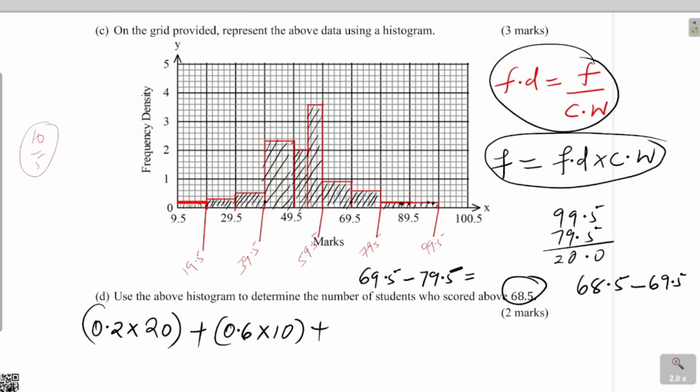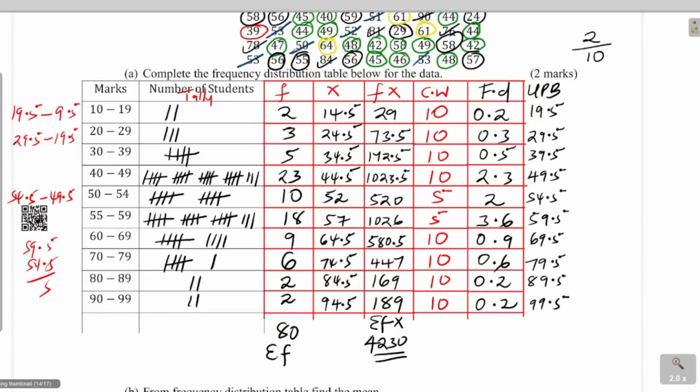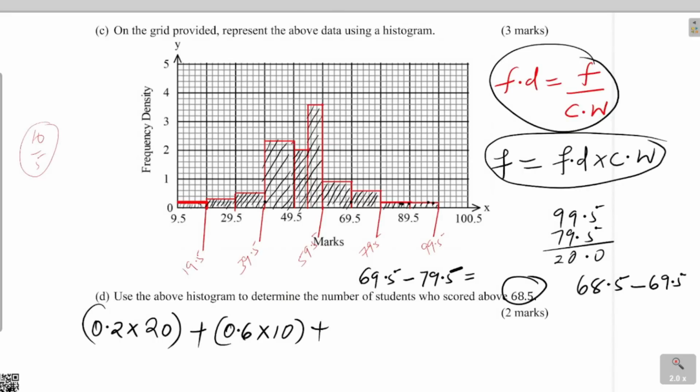where the frequency density is 0.2, 0.4, 0.6, 0.7, 0.8. Is it 0.8 or 0.9? It is 0.9. Look at that class, 60 to 69, that is the class. So the frequency density there is 0.9.